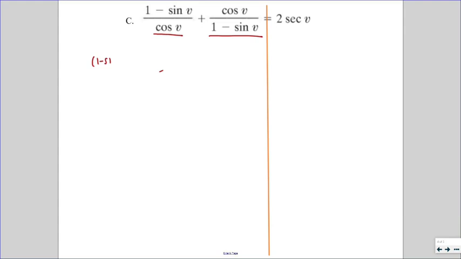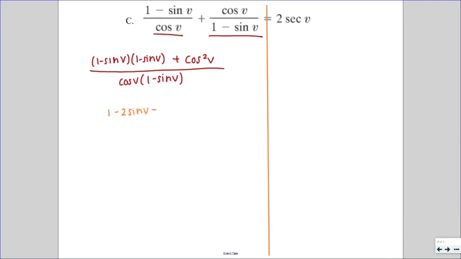I need 1 minus sine v to be multiplied by itself, and then cosine v is going to get squared, and that is all over cosine v times 1 minus sine v, that common denominator here. Okay, math is being used, no trig properties yet, so we move on, nothing to write there. 1 minus sine v times 1 minus sine v, I'll do the foiling there. That is 1 minus 2 sine v plus sine squared v. And then we still have plus cosine squared v on the top. And this is all over still the cosine of v times 1 minus sine v.